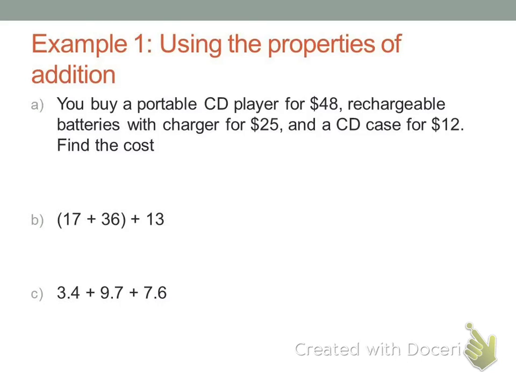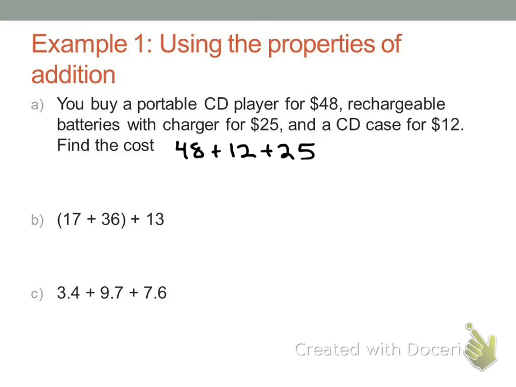So what property says that I can add them in any order? What did I say? Nope. Commutative. So what two numbers would I want to add together first? Wyatt? 17 and 13. No, in the very first one. I heard it. 48 and 12. Very good. So 48 plus 12 plus 25.